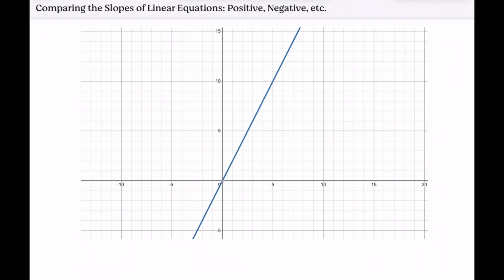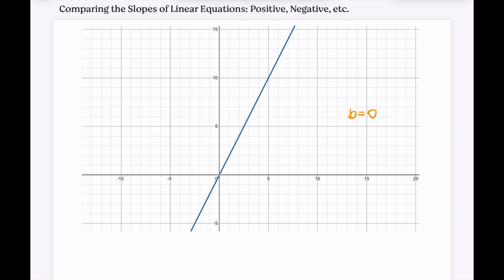So let's start off with our first graph of the day. Looking at this graph, we can first determine, is there a y-intercept or not? So the y-intercept, remember, is where the line crosses the y-axis, and it crosses it at 0, so that means we don't have a y-intercept.